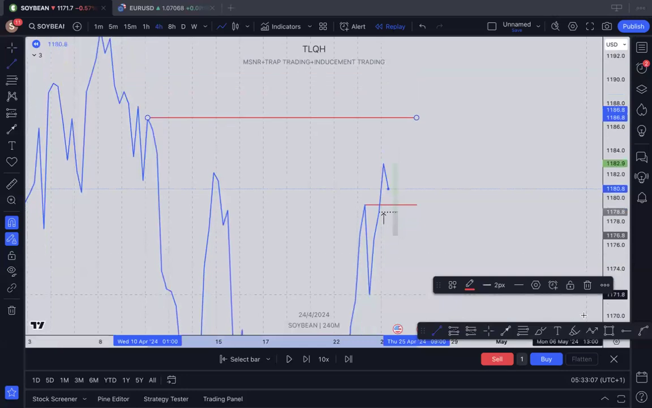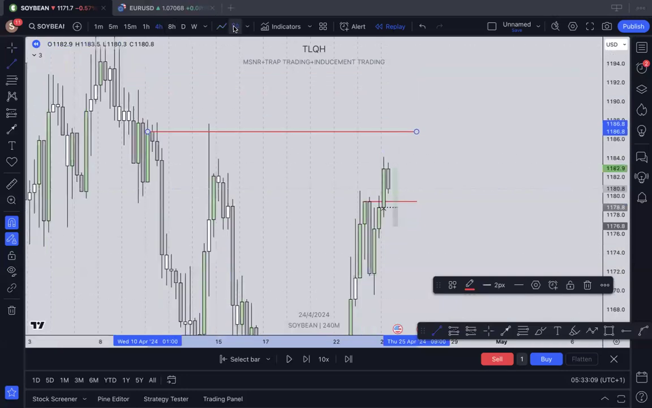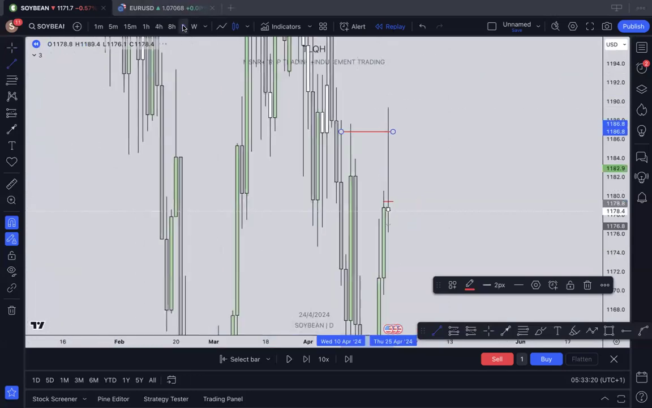On the H4, you can see we had a tap in once. Well, actually, it wouldn't be there, sorry, I seem to have got that wrong. Would there be anywhere on the daily? Yeah, there'd be this daily level here, which we could use.